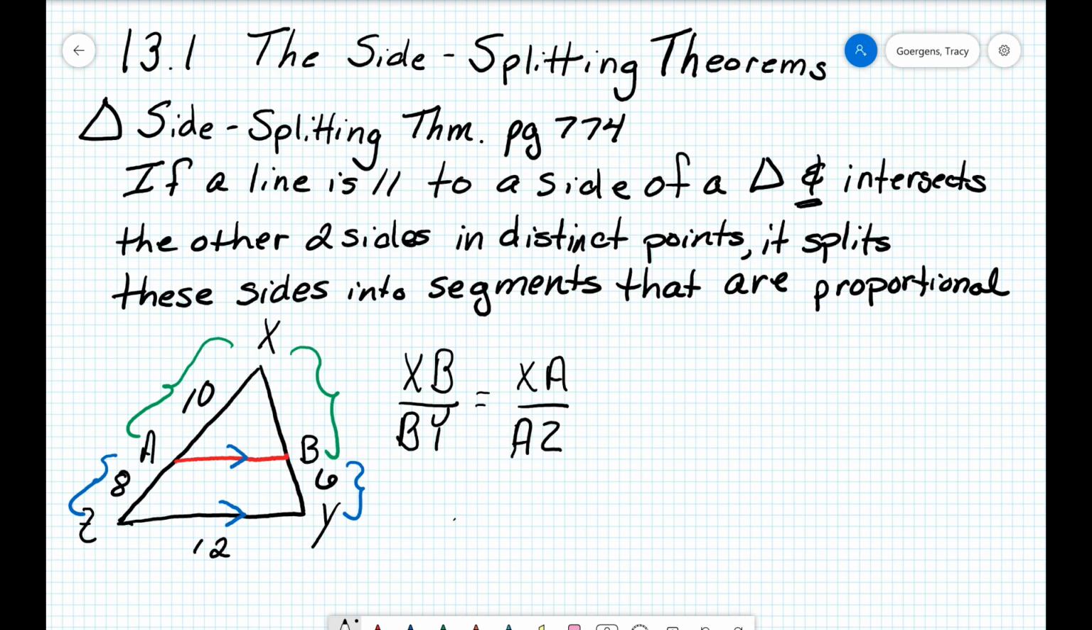Okay. So let's put in our numbers from there. We know that XB is what we're trying to find, so that's going to be x. It's our unknown amount. And BY is 6. Okay, and let's set up our relationships there.